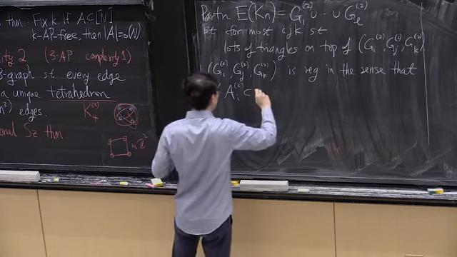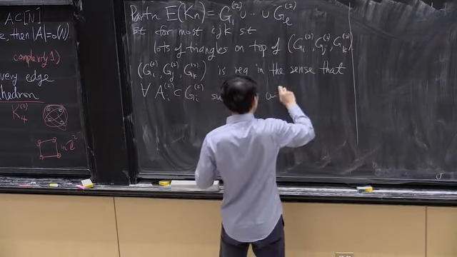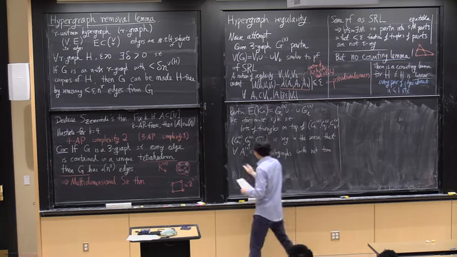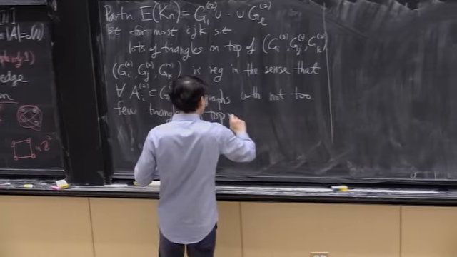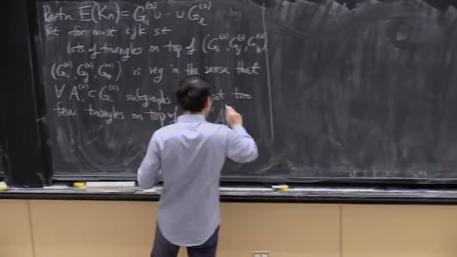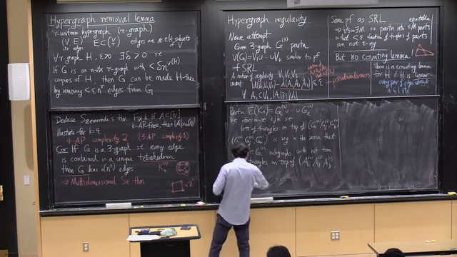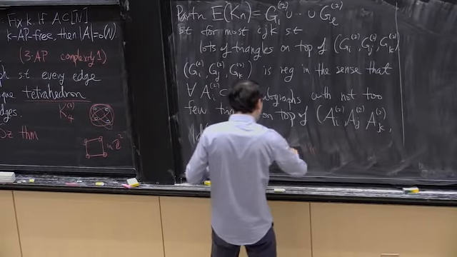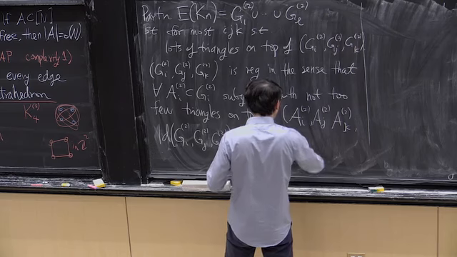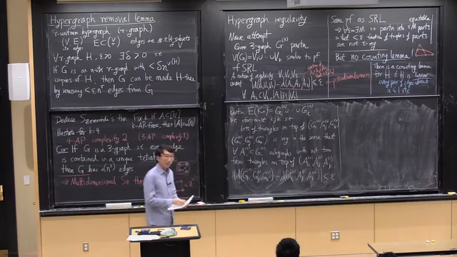that for all subgraphs with not too few copies, so not too few triangles, on top of these A's, one has that the density, the triple density among the G's, is similar to the triple density on top of the A's. Okay.